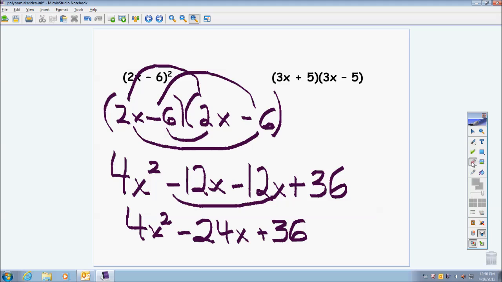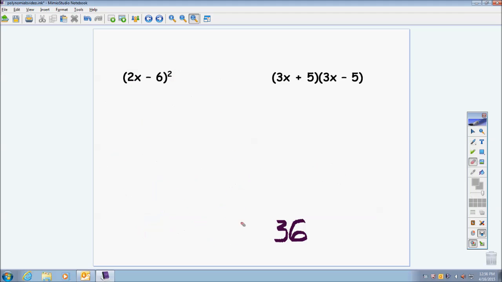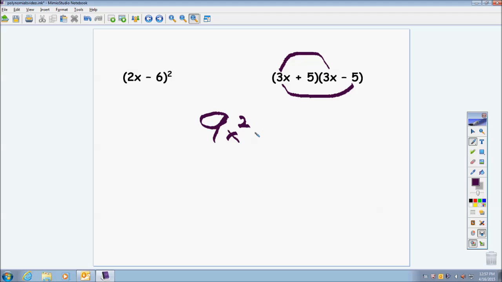Okay, the last special type is this one here, and I know we did this really fast in class, but that's why I'm putting it in the video. Notice the first terms are the same, the last terms are the same, but the signs are opposite. That makes a big difference. So when you FOIL this, you're going to get 9x squared. I always like these ones, even when I was a student. Minus 15x, remember negative always wins, negative 15x. And then in the middle, you're going to get positive 15x. And then your last term is 5 times negative 5, which is negative 25.